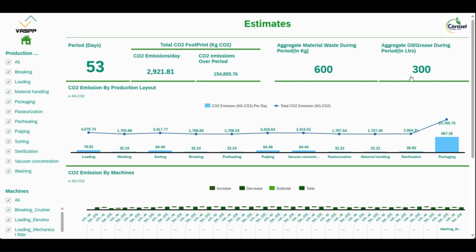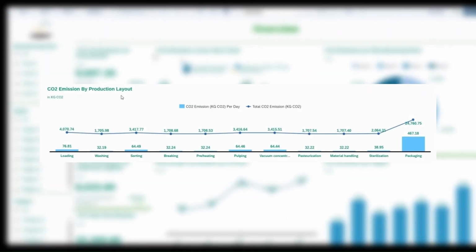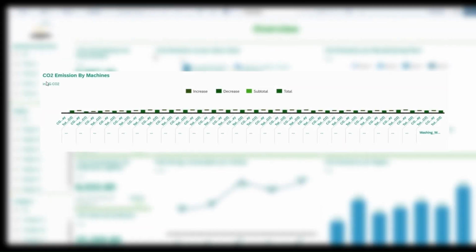I have used charts diversely in this page, such as the CO2 emission by production layout chart, which combines columns and lines to illustrate carbon emissions across different production layouts. The column chart represents emissions levels for each layout, while the line chart tracks overall emissions trends over time. The CO2 emission by machines waterfall chart visualizes the contribution of individual machines to overall carbon emissions. It displays the incremental impact of each machine, showing how emissions increase or decrease as different machines are accounted for.